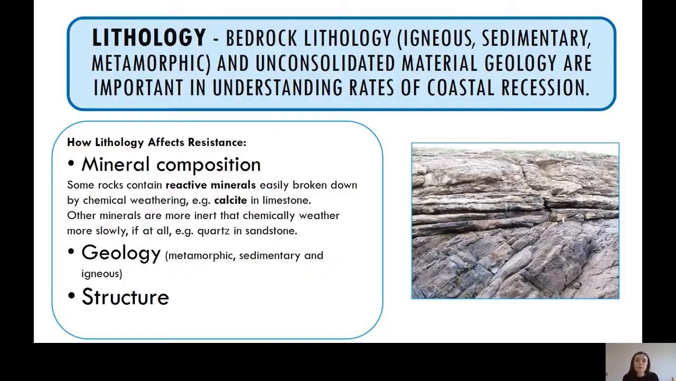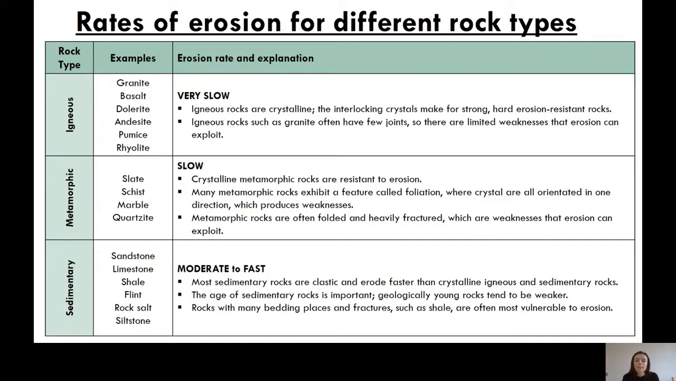Here we have types of rock, which is geology. And this table is a good one if you can screenshot it or something, it shows the rates of erosion for different rock types. So at the top here on the left, we have igneous, and examples include granite and basalt, the most common ones, and these have very slow rates of erosion. That's because they have interlocking crystals, which makes them resistant to erosion. They also have very few joints, so there are limited weaknesses that erosion can exploit.